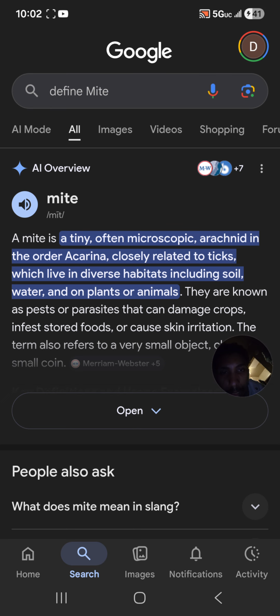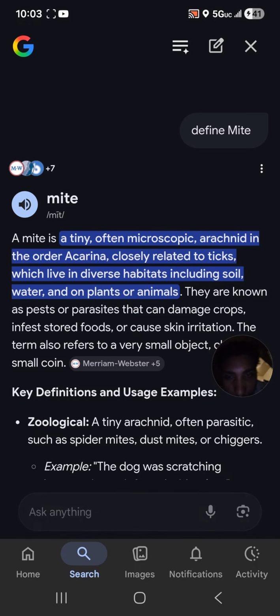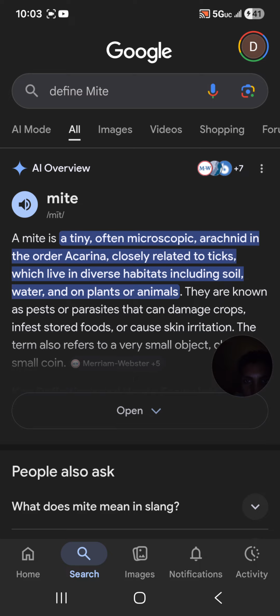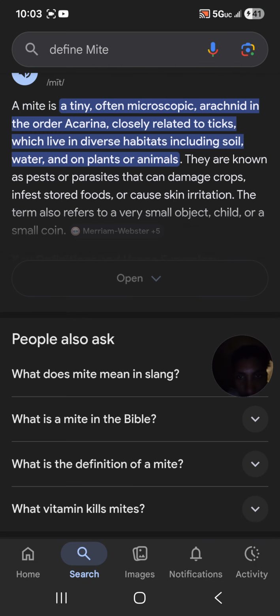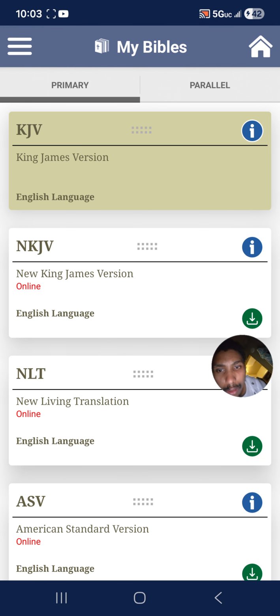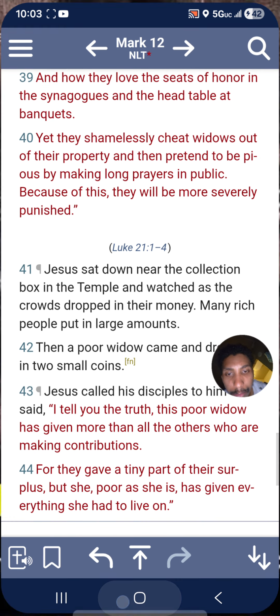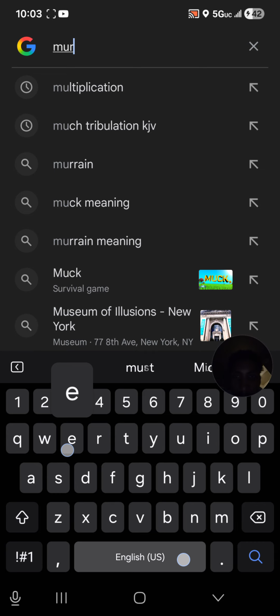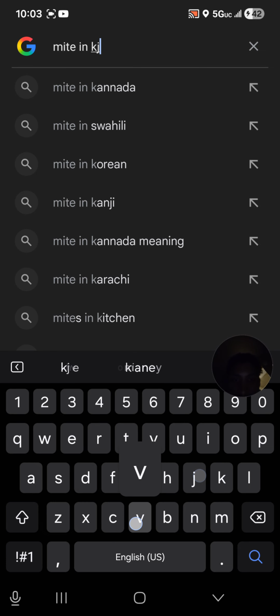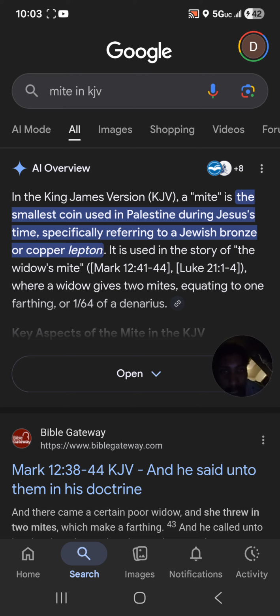A mite is a tiny, often microscopic arachnid in the order Acarina, closely related to ticks, which live in diverse habitats, including soil, water, and on plants and animals. So it's something small or tiny. If we look at the KJV, a mite, because remember that's what the subtitle is, a widow's mite, is the smallest coin used in Palestine during Yahweh Shah's time, especially referring to a Jewish bronze or copper lepton.